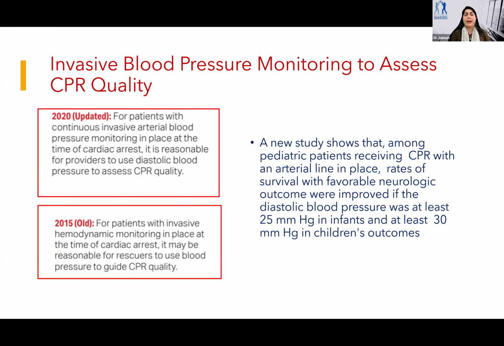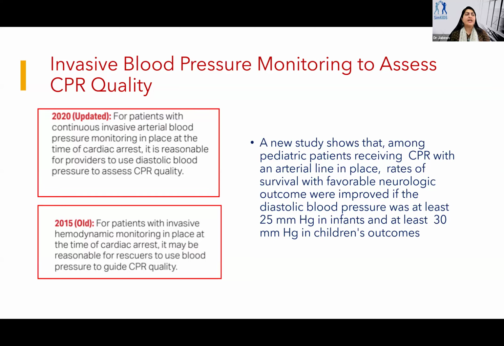So it is more applicable to our PICU setting, because a new study shows that among pediatric patients receiving CPR with an arterial line in place, rate of survival with favorable neurological outcome was improved if the diastolic blood pressure was at least 25 millimeters of mercury in infants and at least 30 millimeters of mercury in children.